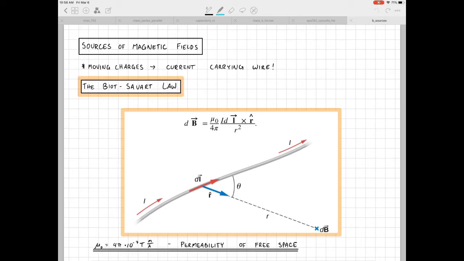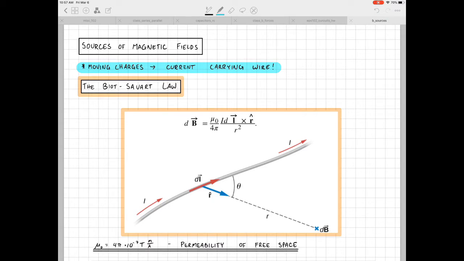All right, so after a week or so of talking about the forces that moving charges experience as they pass through a magnetic field, we're going to take a step back and talk about how magnetic fields are produced in general. And since it's moving charges that are associated with magnetism, we're going to first focus on the magnetic fields that are generated by current carrying wires. So the charges are confined to move within the wire.